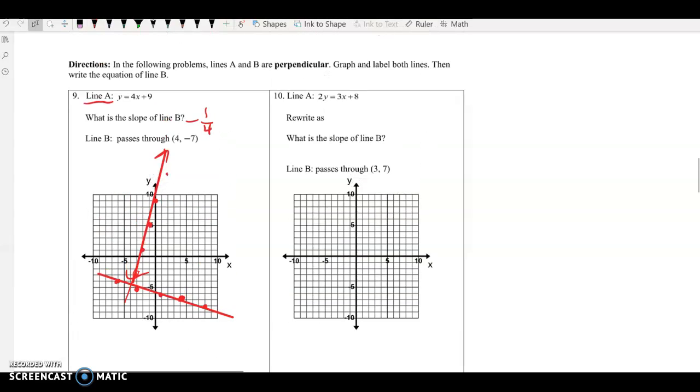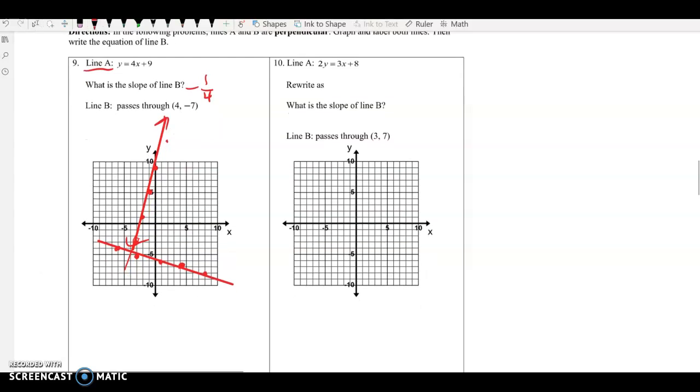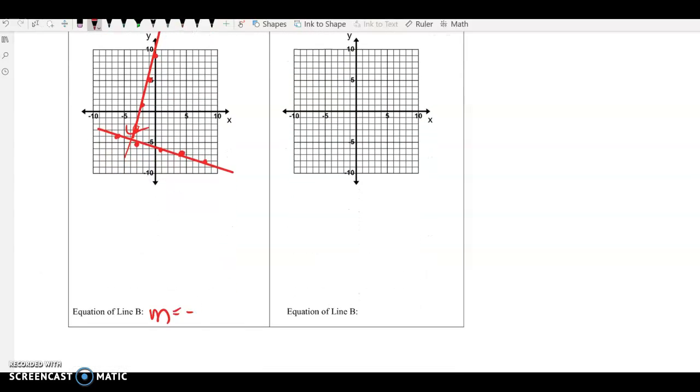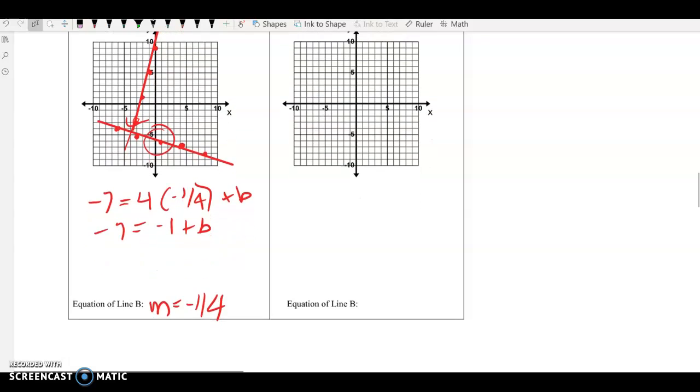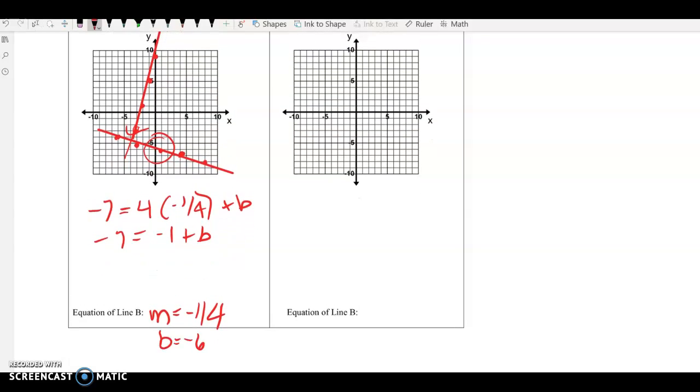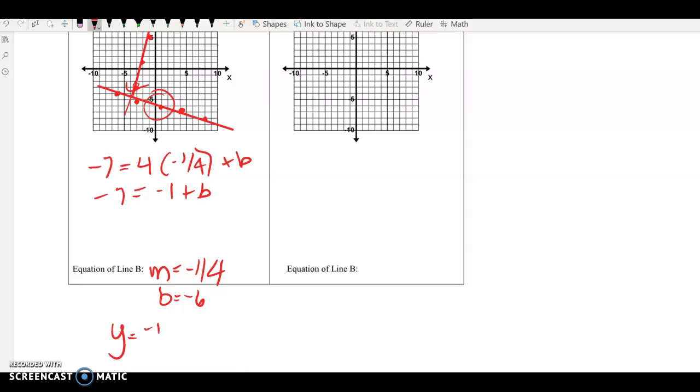All right. Equation of line B. Well, a couple things I have to do here. First and foremost, I know my slope for my new line is -1/4. Now I can't really tell on the graph where it's crossing my y-axis, so I need to use these points to plug in to find where it's crossing. So I'll get -7 equals 4 times -1/4, because that was my slope, plus b. I get -7 equals, let's see, -1 plus b. I'll add 1 to both sides, and it should cross right at -6. So if my b is -6 for line B, that means y equals -1/4 x minus 6.